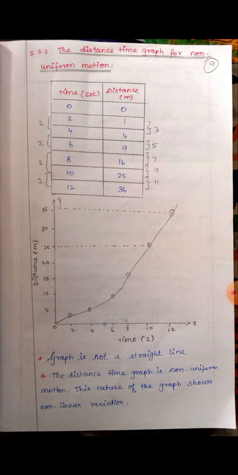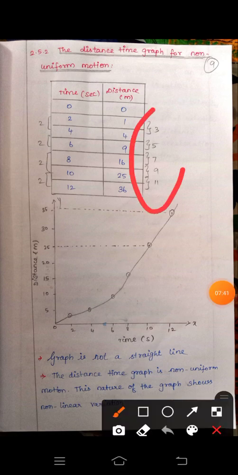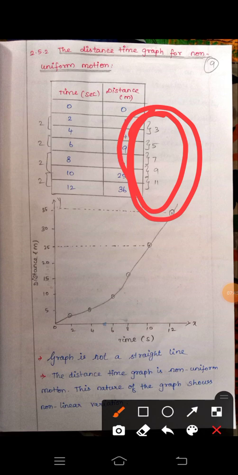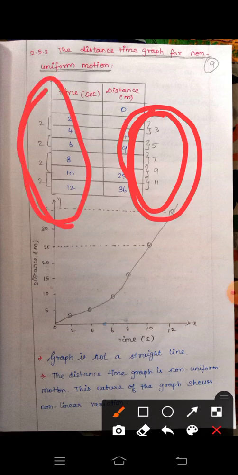What is non-uniform motion? If an object covers unequal distance in equal intervals of time. So here the distances are unequal. 4 minus 1 is 3, 9 minus 4 is 5. So the distances are unequal, but the time is equal. An object that covers unequal distance in equal intervals of time is said to be in non-uniform motion.